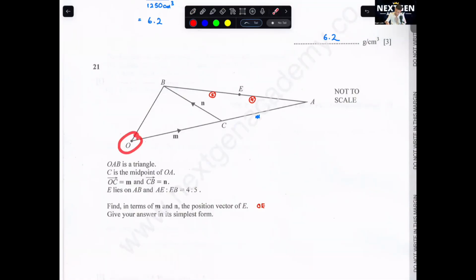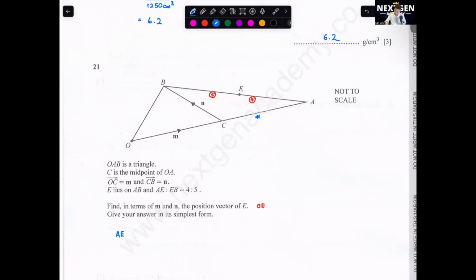How can we get from O to E? Let's see, what would be the method to do here? Let's find the easiest way to do it. For us to go to O to E, I will go from O to A, then A to E. From what we know already, we already know O to A. So we need to find what's AE first. How to find AE? We need to find AB, 4 over 9 of the entire thing. So you have to look at the diagram.